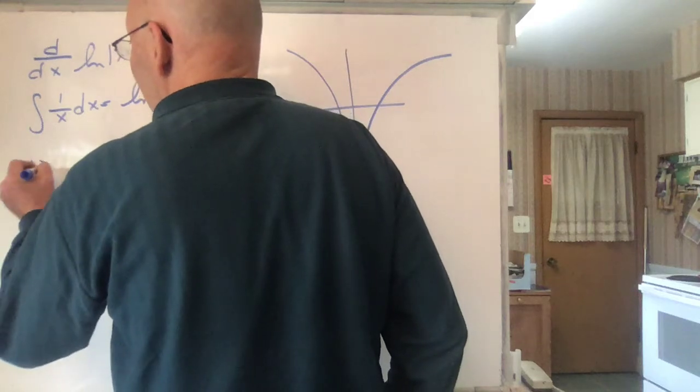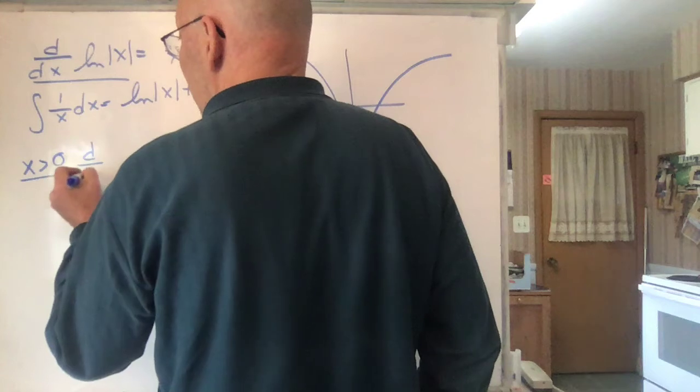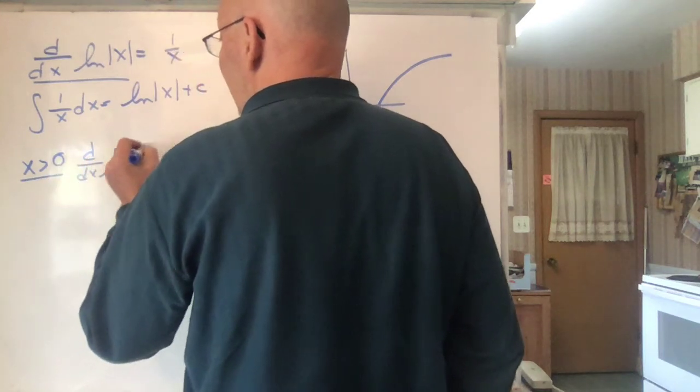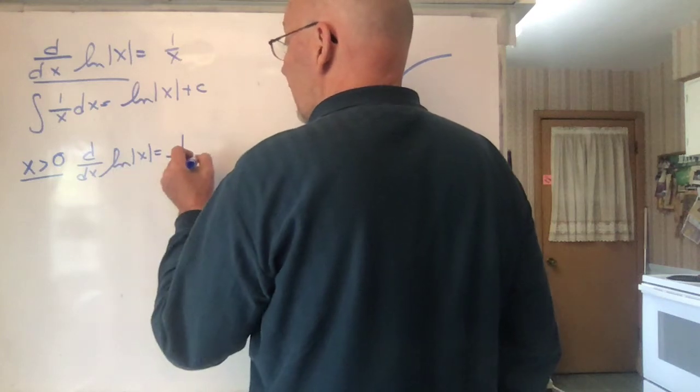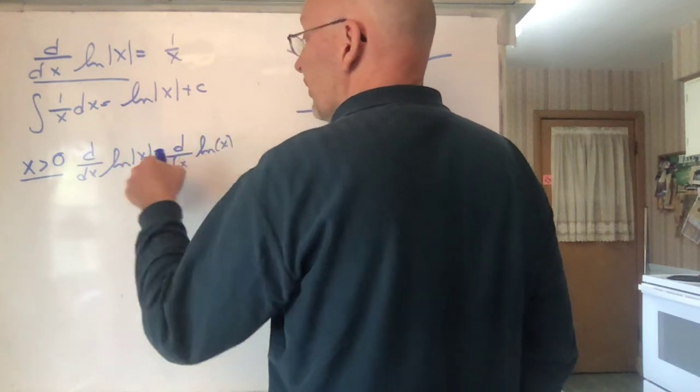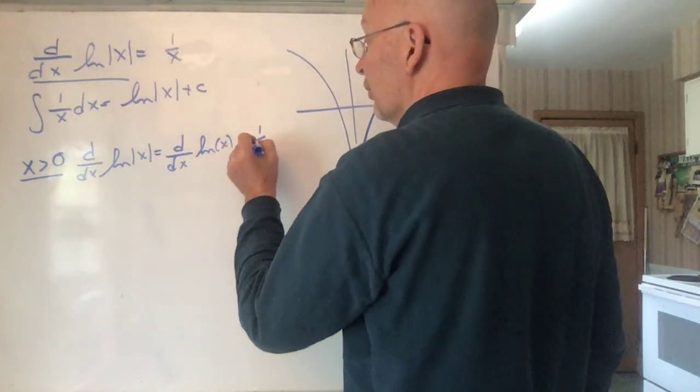Well, if x is positive, then the derivative of the ln of the absolute value of x is just going to be the derivative of the ln of x. If x is positive, this is equal to this. And we know the derivative of the ln of x is just equal to 1 over x.